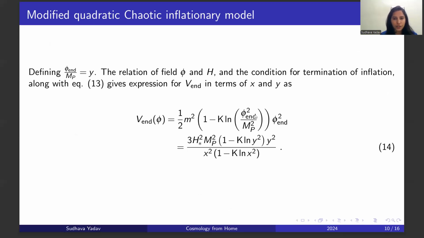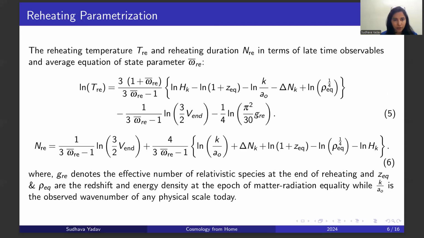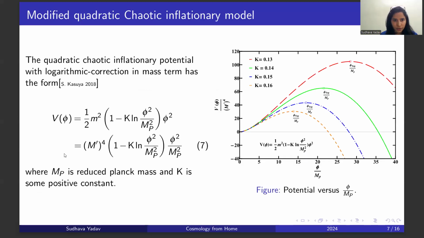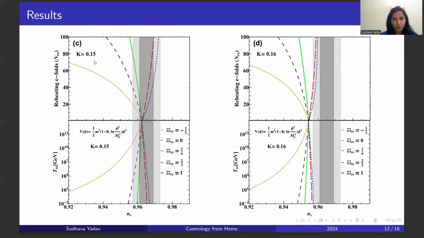Now, putting all these equations which we have got into these two equations, ln T_RH and N_RE, and putting those values in these key equations, we can easily obtain the plots of N_RH and T_RH versus n_s. So here are the plots. For the potential parameter K, we have used 4 different values ranging from K equal to 0.13 to 0.16. So these are the 4 plots for 4 different values of K.